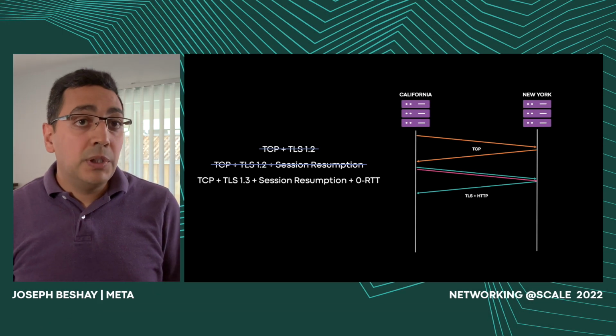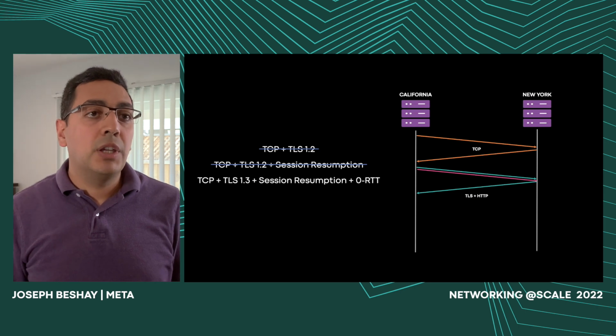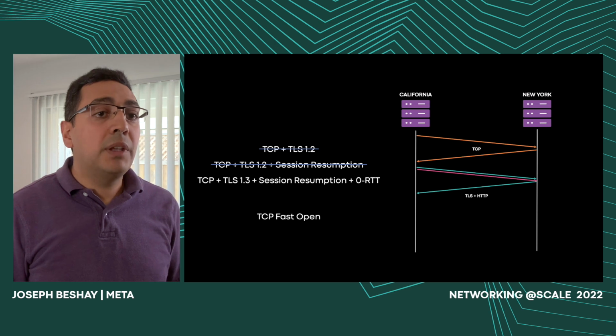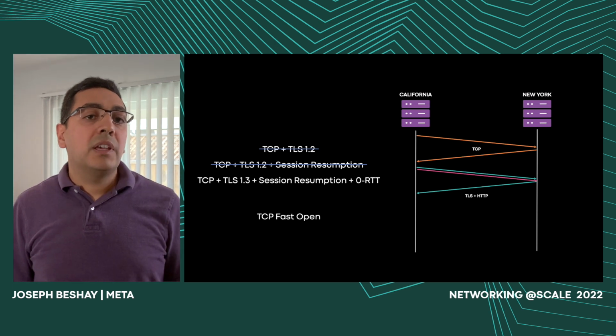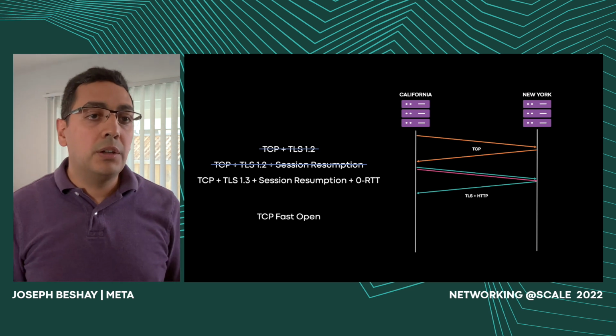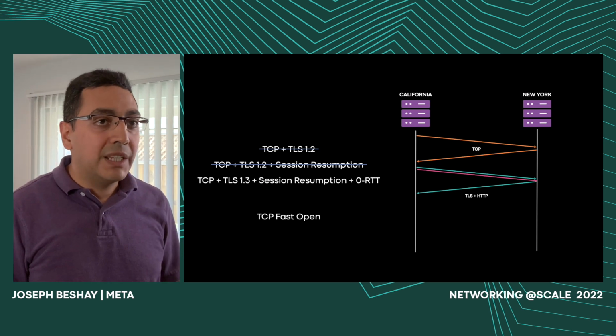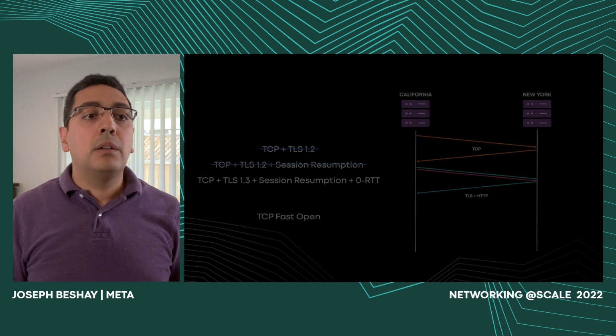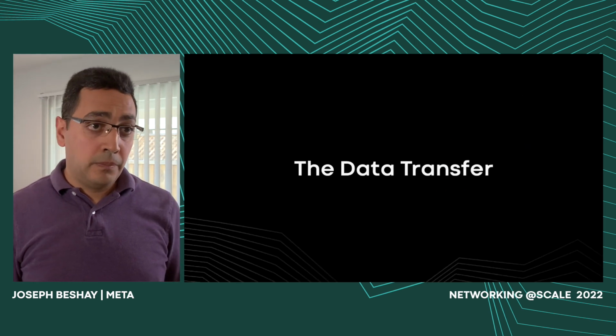We still have the TCP round-trip time, the TCP handshake at the beginning, and you can also get rid of that using TCP fast open, although this has a lot of issues and it's not widely used on the internet. You've heard more from Jana about that earlier today. With the handshake out of the way, let's take a look at the data transfer.